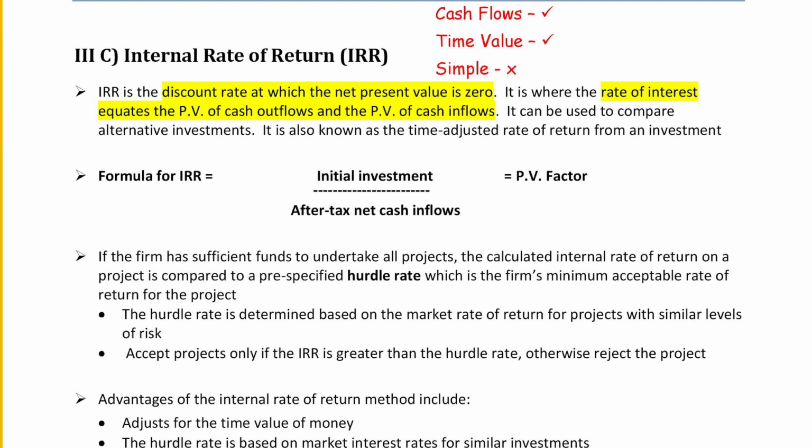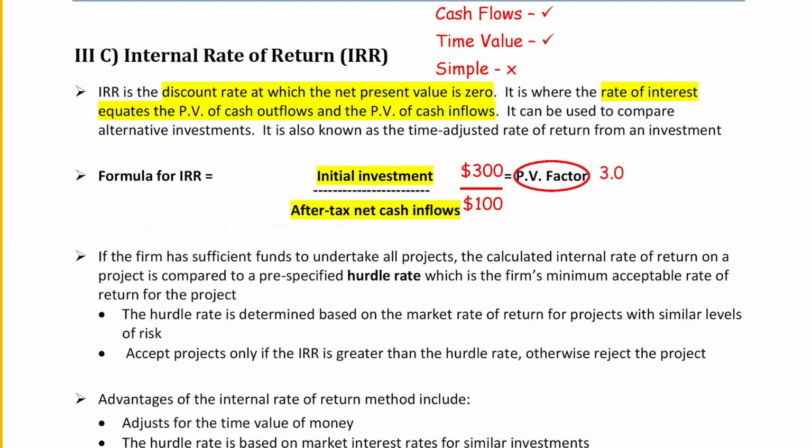And look at the formula for IRR. Initial investment divided by after tax net cash inflows. So you could use this formula if the after tax net cash inflows for each of the years is the same number. It's even cash inflows across years. So in our example, if the initial investment was $300 and the after tax net cash inflows for the first 5 years is $100, that gives us present value factor of 3.